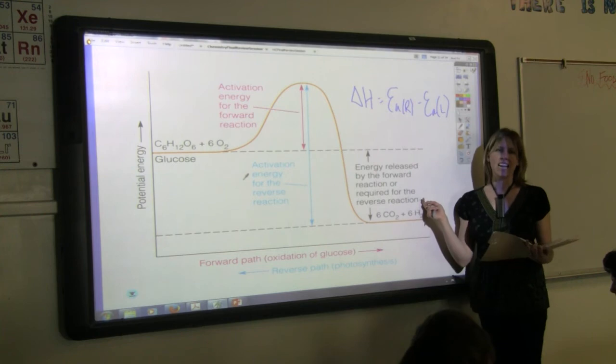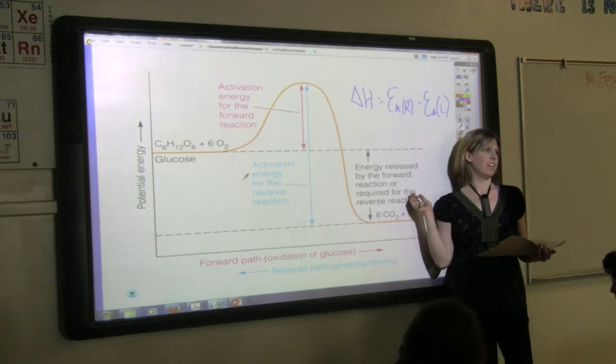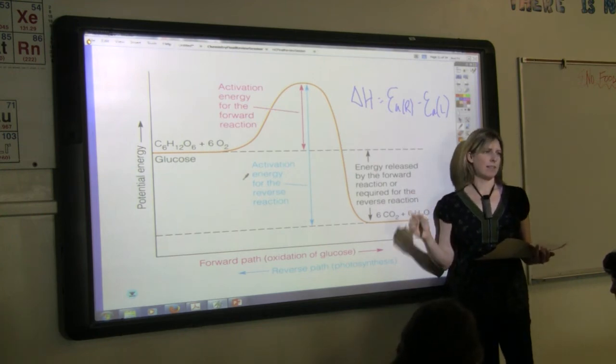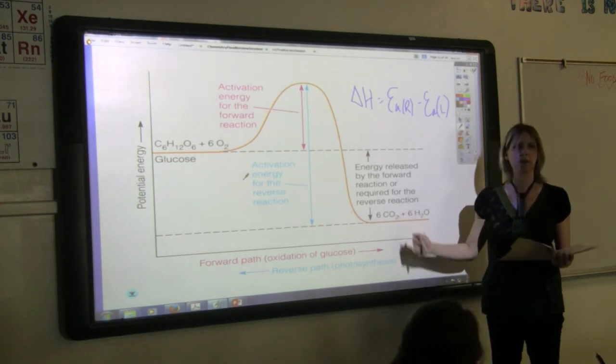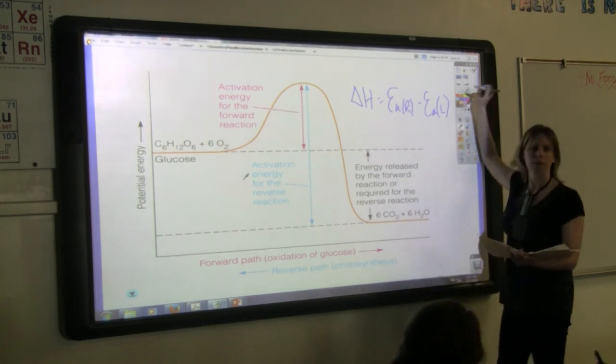And if we have a negative delta H, what kind of process is it? Exothermic. So the products would be lower. Questions?